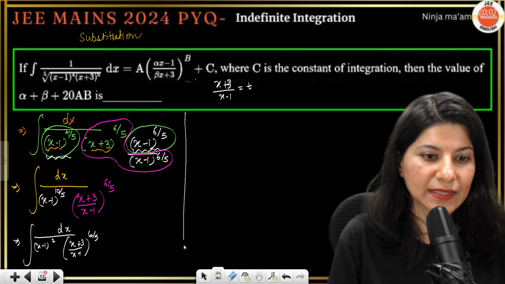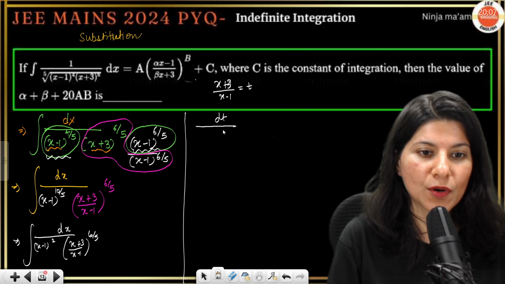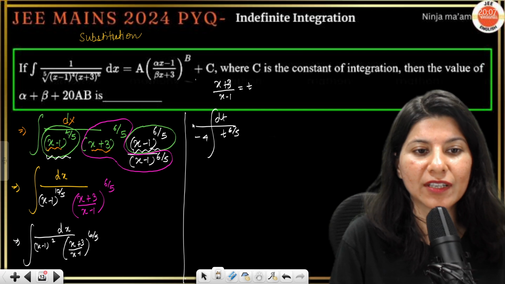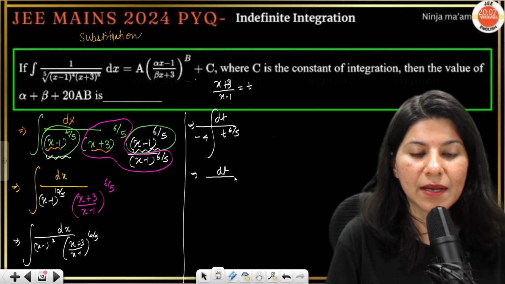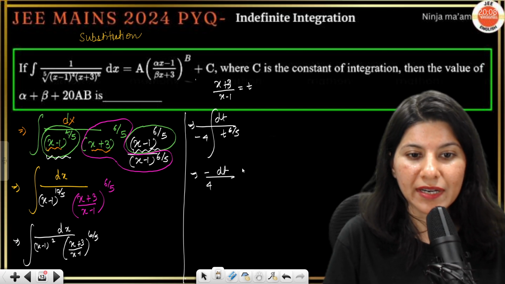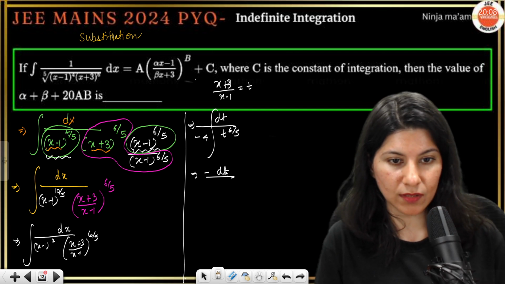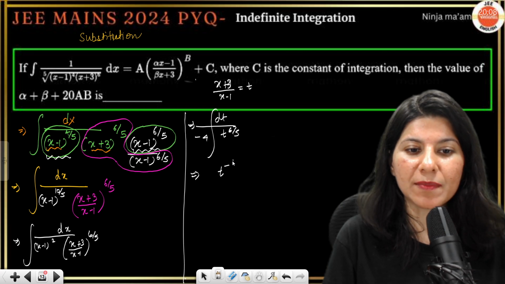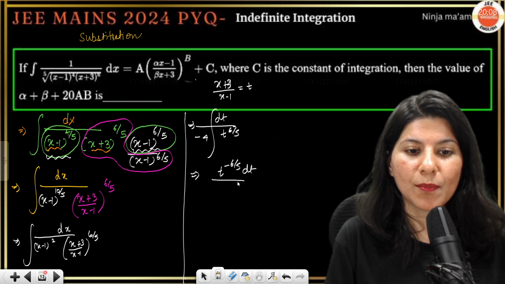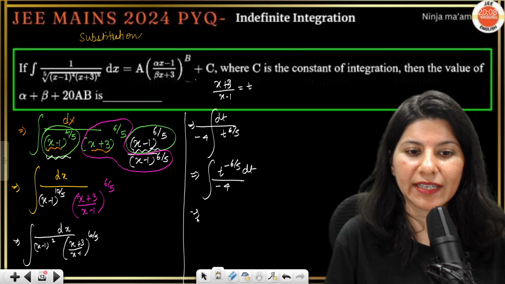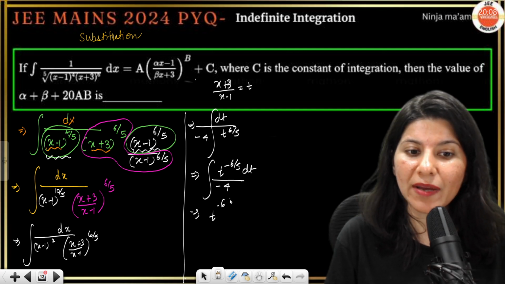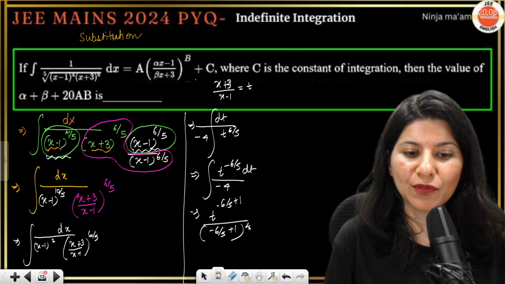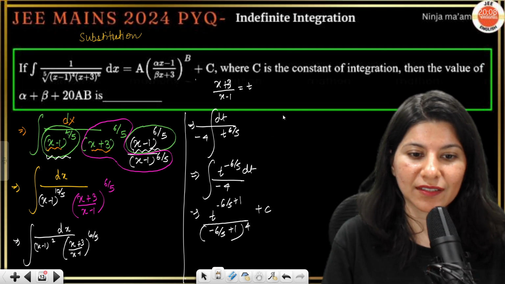Now you're going to get, okay, dt/(-4), correct, and this is your t raised to power 6/5. So finally you are getting the integral of t^(-6/5) dt upon minus 4, right? So t^(-6/5+1) upon (-6/5+1) into 4, plus constant. Integration done, okay?